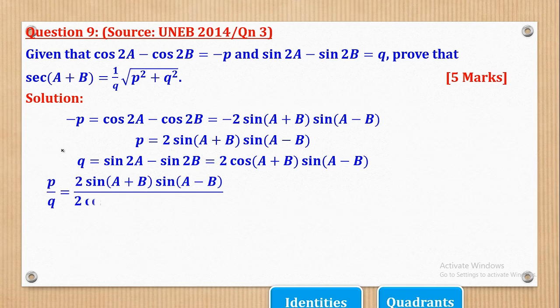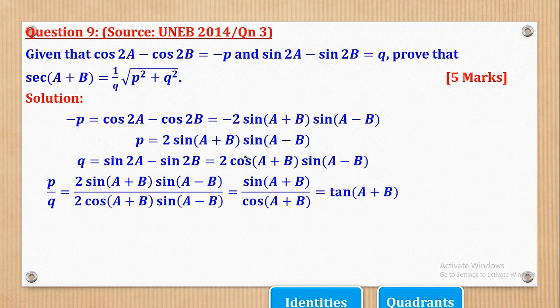Then when I divide the two, P over Q, I'll come up with this is P, which is here, then Q is here, which is this. You realize that this and this are the same, so they cancel. This 2 is also the same, so they cancel. You remain with sine A plus B over cos A plus B, and sine over cos gives you tan A plus B.